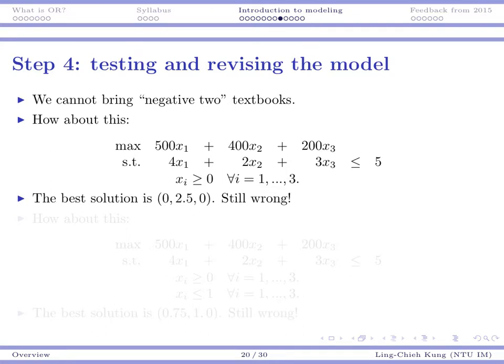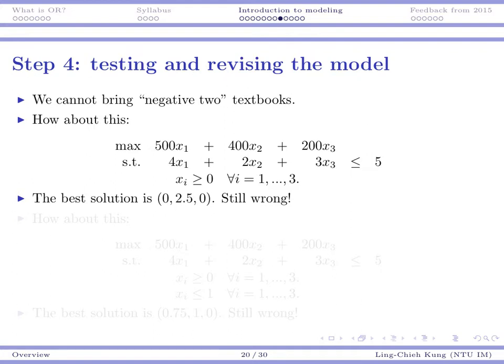Unfortunately, it's still not right. Even if we set all these variables to be non-negative, the best answer here would be to set x2 to be 2.5. If you look at these parameters carefully, you will see that if I have really a lot of book 2, then this is the most economic choice because the price over weight ratio is the largest. And then I would try to put them as much as possible until the backpack is full. That means 2.5.